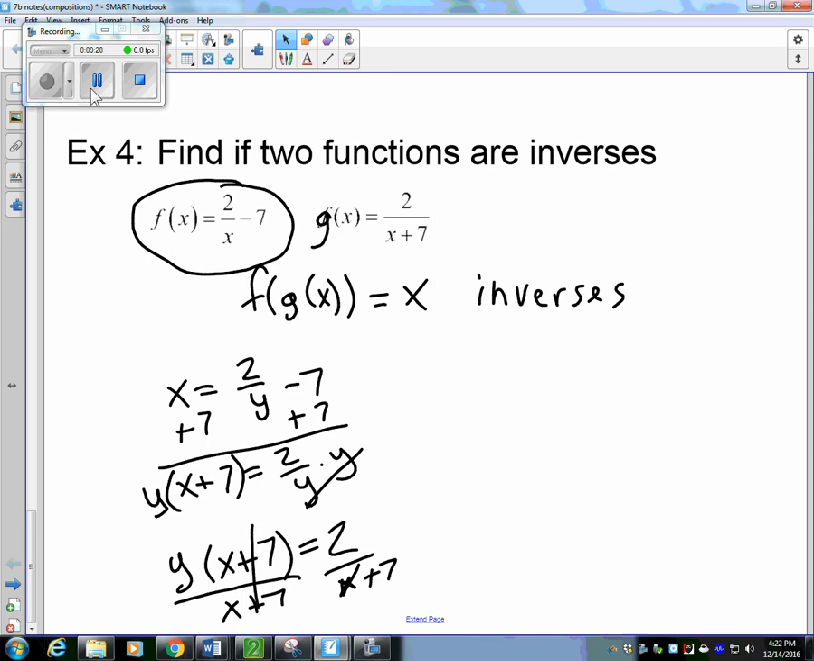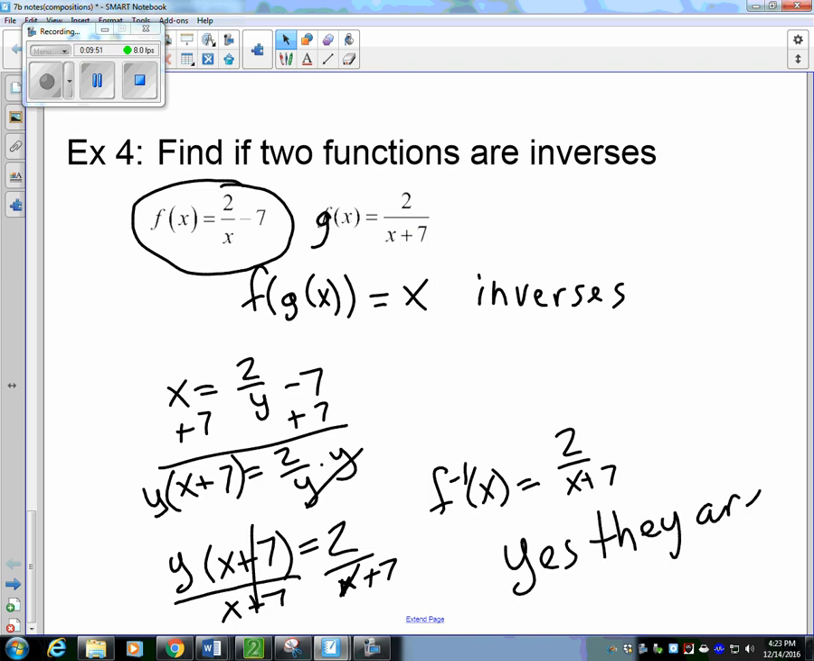Now let's finish this off. Since it's y equals, we can replace it with f inverse of x equals 2 over x plus 7. Is that what we have up here? Sure is. So find if the two functions are inverses. Yes, they are inverses. So come to class with any questions. Thank you.